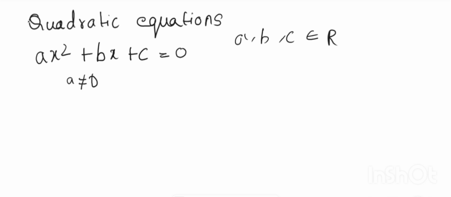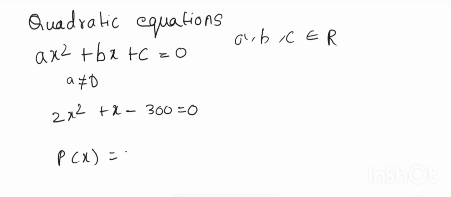For example, 2x² + x − 300 = 0 is a quadratic equation. In fact, any equation of the form p(x) = 0, where p(x) is a polynomial of degree 2, is a quadratic equation.